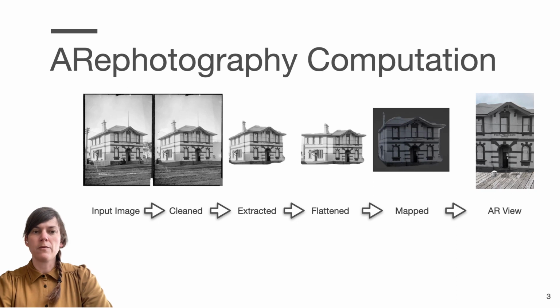In order to do this, we have to compute a representation of this historic photograph. The challenge here is that we can only work with a single input image, so we have no additional information to do a 3D reconstruction. To make this work, we apply computer vision and machine learning techniques to go from a single input image, then clean it, extract the historic building, and then create a 3D model that can be overlaid onto an augmented reality view.